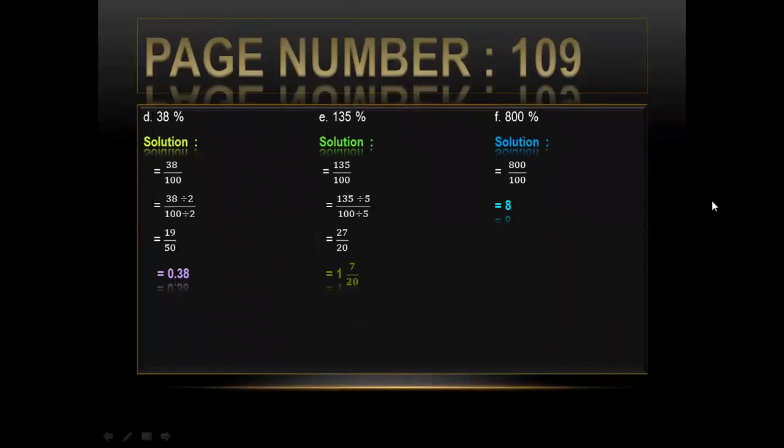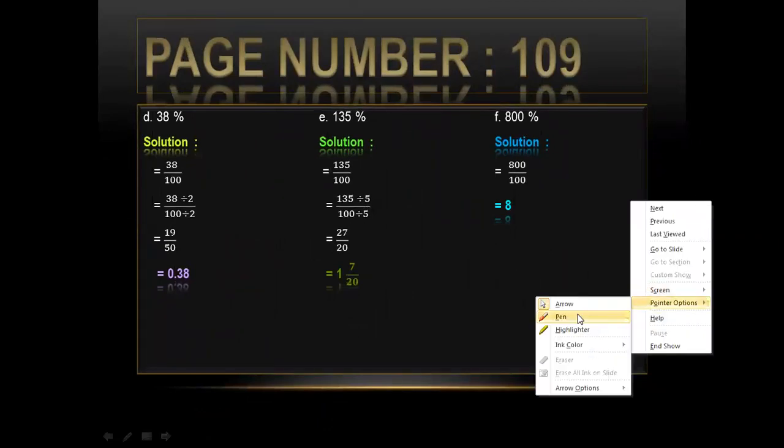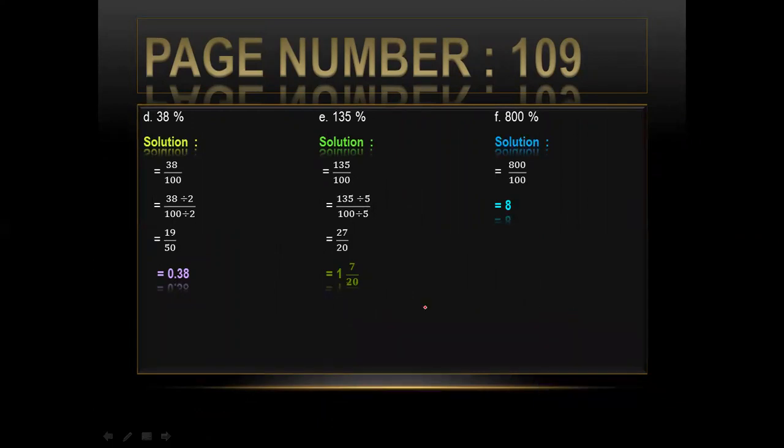38%. 38% means we write it as 38 over 100, and we divide both numbers by 2, giving 19 over 50. And when you divide 19 by 50, 0.38 is our required answer.